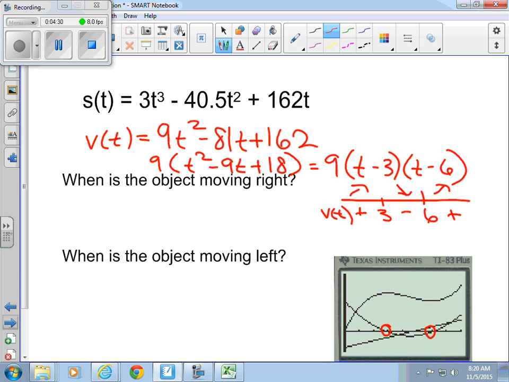Okay, since this is a real world problem, 0 to 3, why 0 to 3? We're probably not going to go back in time today. Maybe another day, but for today, probably not. So, right, t being negative would make sense. So I'm moving to the right from 0 to 3 and from 6 to infinity, if it doesn't say otherwise.